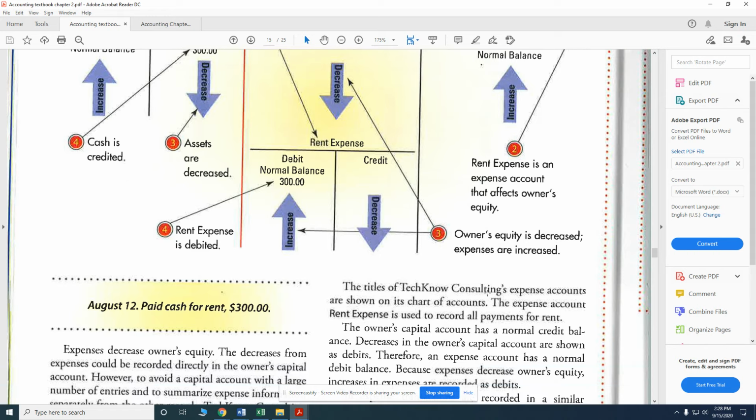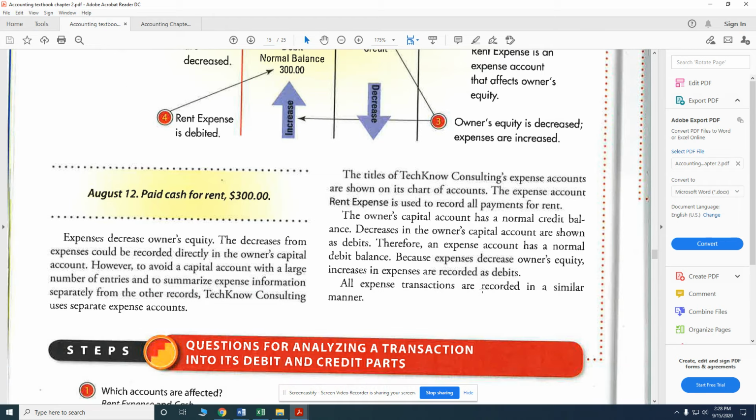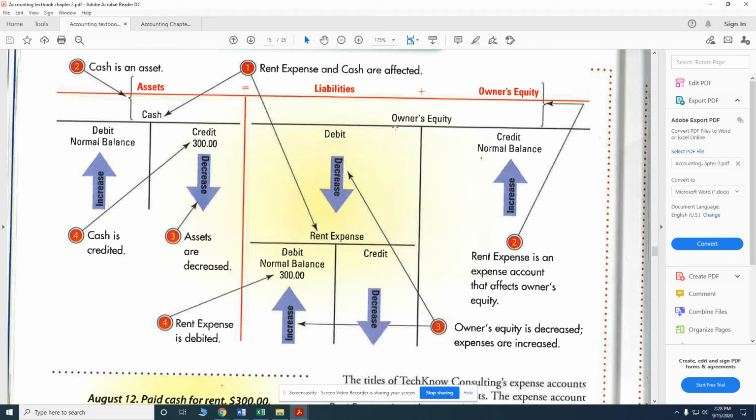So expense accounts are going to be used for things like rent and utilities. We're going to use separate expense accounts so we don't mix them up, and to avoid having everything going into capital, which would just get confusing. That's why we have individual expense accounts.